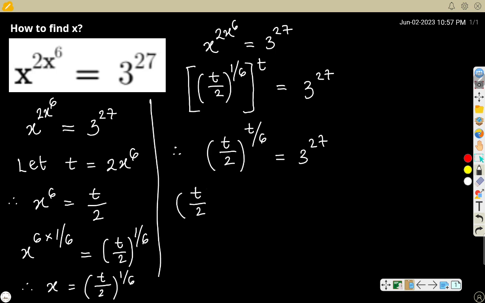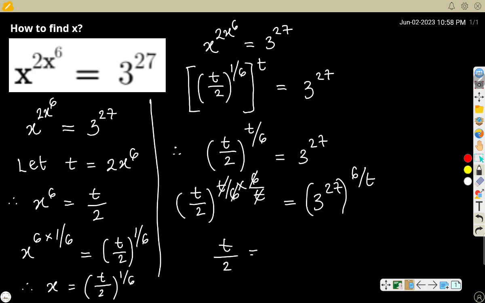So from here, multiply both powers by t over 2. So I'm just showing everything step by step. t over 2 raised to power t over 6 times 6 over t equals 3 raised to power 27 times 6 over t. So this 6 will cancel out. So the only thing I'll have here is t over 2 is equals to 3 raised to power 27 raised to power 6 over t.